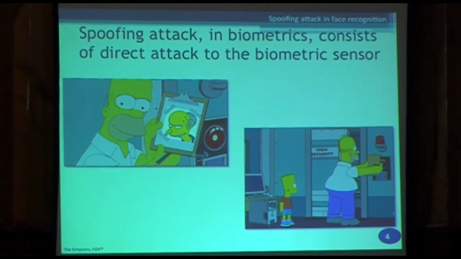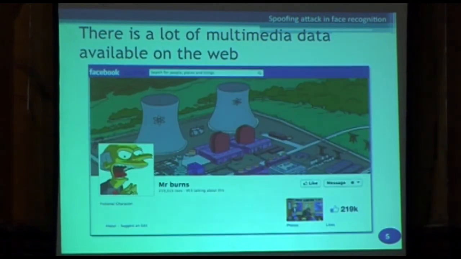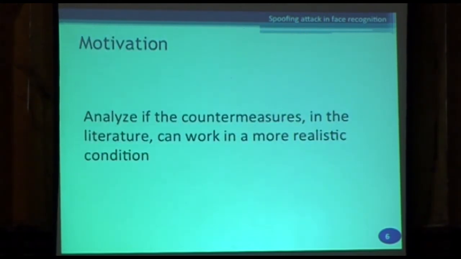So how did Mr. Simpson get a picture of Mr. Burns? It turns out there is a lot of multimedia data available on the web, so it's not that hard to get a picture of anyone else. You can spoof a face recognition system using photographs, as Homer did, videos, and also masks. It is possible also to use makeup or even plastic surgery, but photographs and videos can be considered more common. So we need countermeasures to make a face recognition system more secure from this point of view.